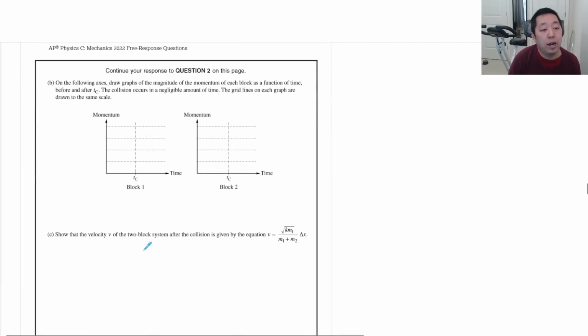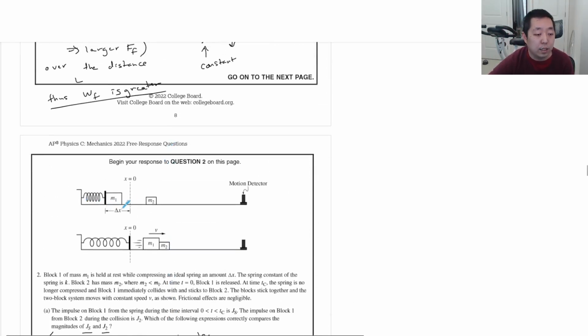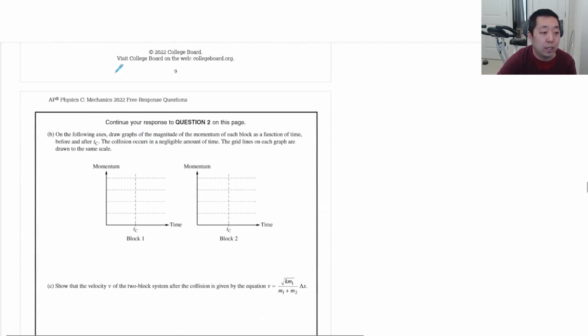On the following axis, draw the graphs of the magnitude of the momentum of each block as a function of time. Before and after TC, the collision occurs in a negligible amount of time. The grid on each graph is drawn to the same scale. So when the block is being pushed out by the spring, I have to think about momentum as a function of time. It is not gaining momentum linearly. Its acceleration is steepest at the beginning when the spring is compressed, because the force of the spring is greater. But as the spring stretches out, the force of the spring goes down, so the acceleration goes down. So I would expect it not to be a straight line, but to curve up like this.